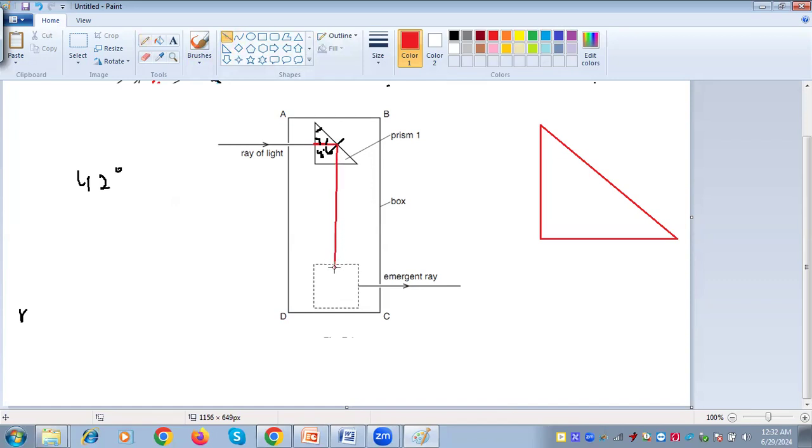The other prism is not shown here. You may watch that video on dispersion of light for the answer to this question, but anyhow, I'm solving it here. So what should be the position of the second prism so that the ray again goes undeviated? It should enter. Means my prism should be placed, I will take the prism.